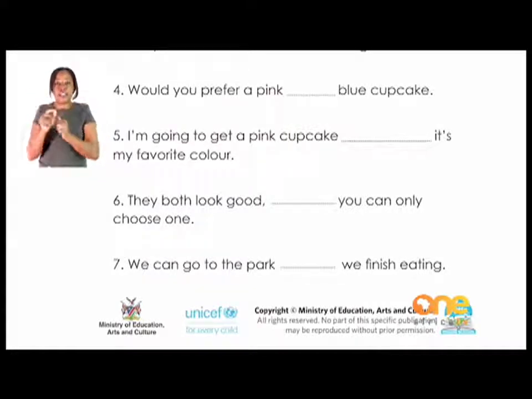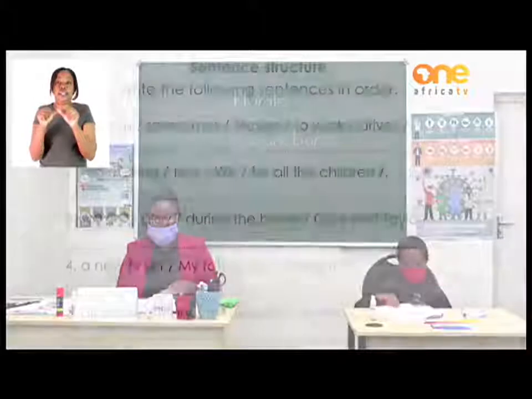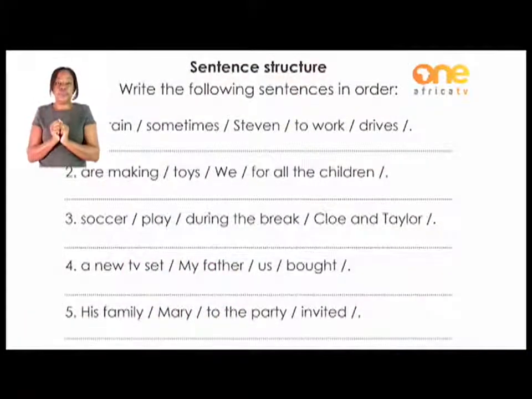All right. Okay, grade 3 and grade 2 together, you can do that one. Let's continue to page 16. Grade 3, are you still with me there? Let's come to page 16 together and see what we can do there.